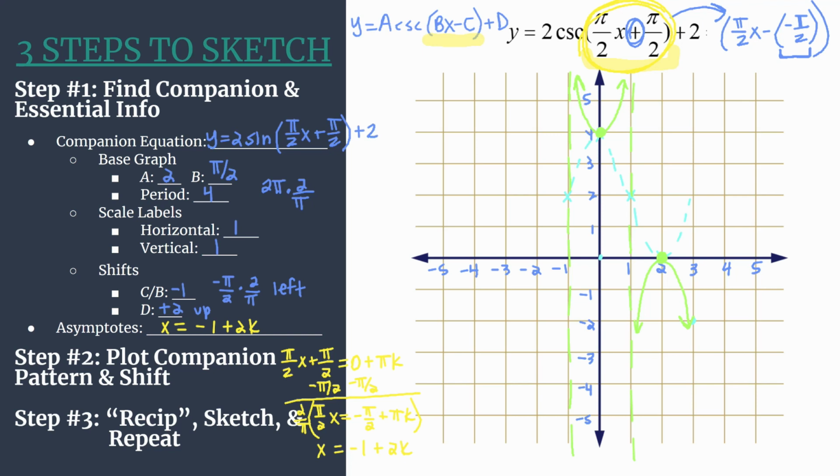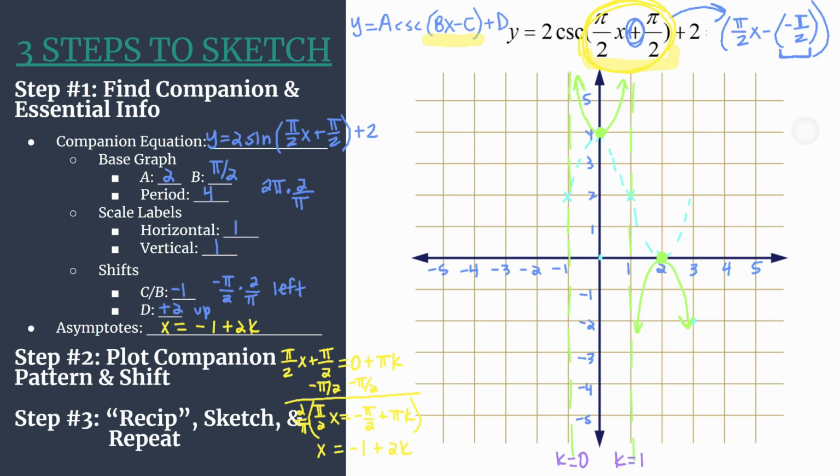Do notice that 2 of the asymptotes that we had discussed from the asymptotes equation are holding true. So we said when k was 0, we got an asymptote at x equals -1. And when k is equal to 1, we got that asymptote at x equals 1. So now let's just repeat this pattern for as many cycles as we have room for.